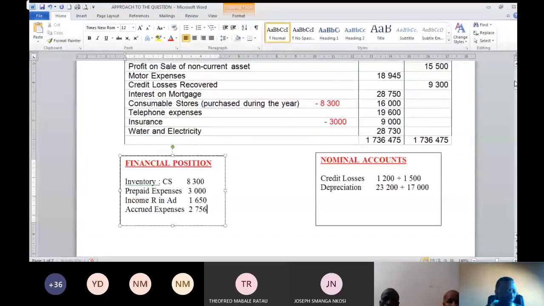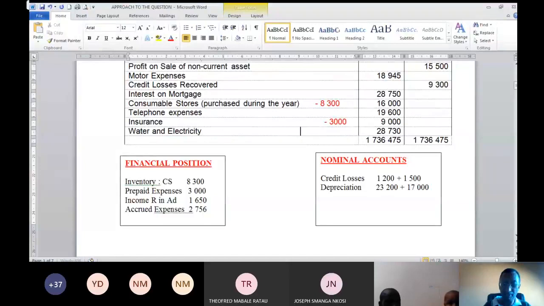Accrued expenses will be affected. Your other account affected here, guys, would be water and electricity. Your water and electricity, the 28,730, is what you have only paid for the year. But now, through your adjustment, you have established that you must still pay a further amount of 2,756 Rand. Sorry, not 2,785. That is a further expense for this year. So your water and electricity account will increase.